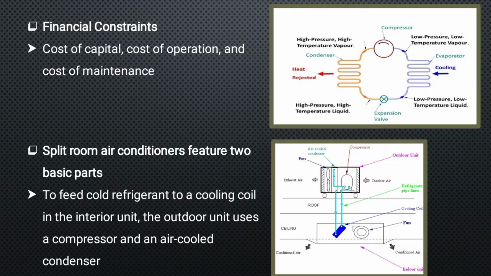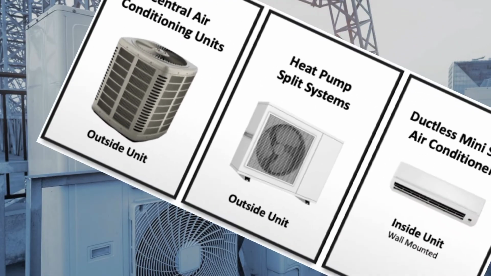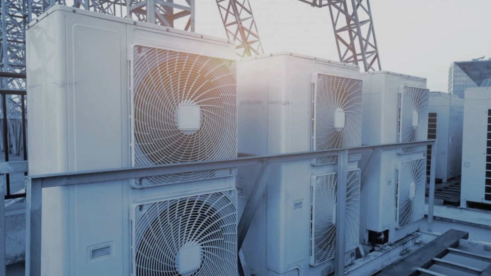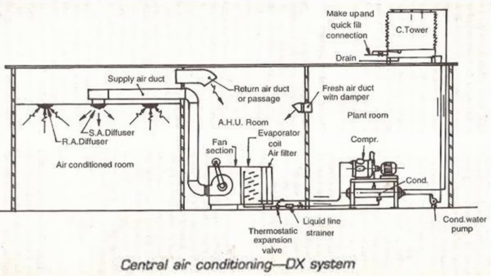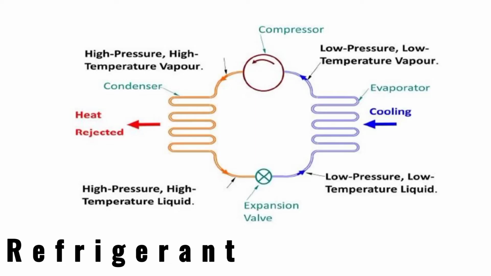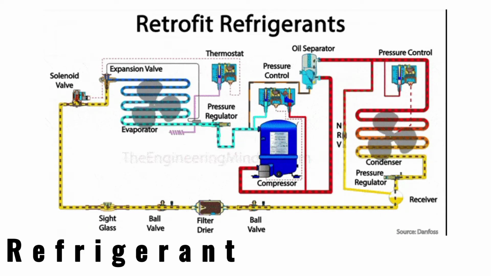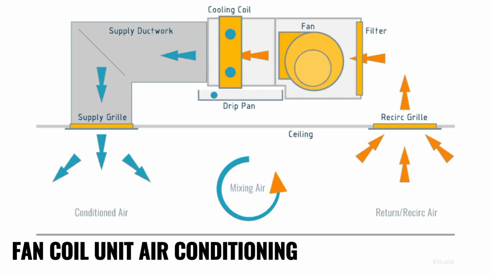There are three primary types of air conditioning system: the central air conditioning units, the room air conditioning units, and the fan coil units. There is a single source of conditioned air in central plant air conditioning units, which is circulated through the building via a network of ducts. Refrigerant is used in room air conditioning devices to provide cooling effects. To produce conditioned air, fan coil air conditioners use chilled water instead of refrigerant.